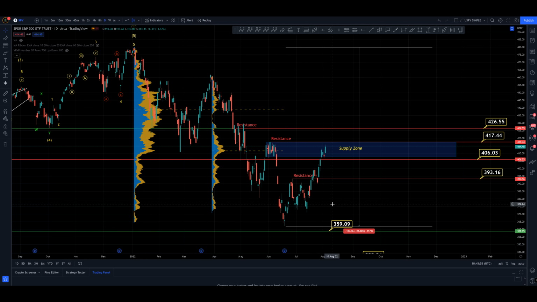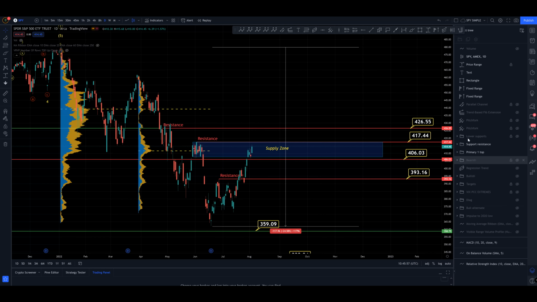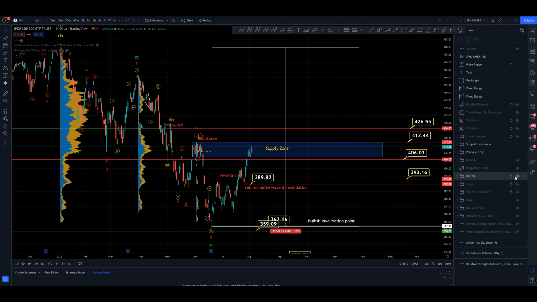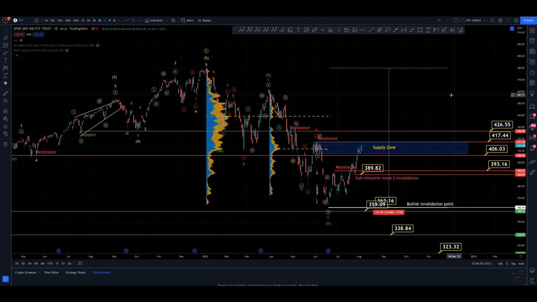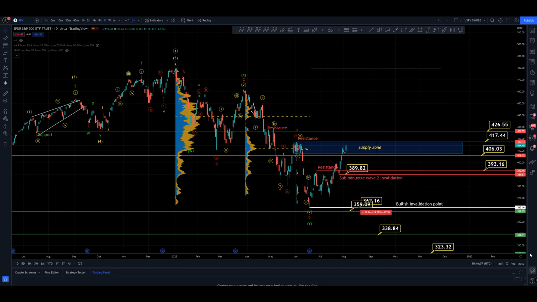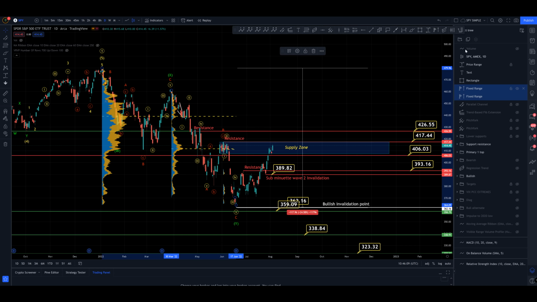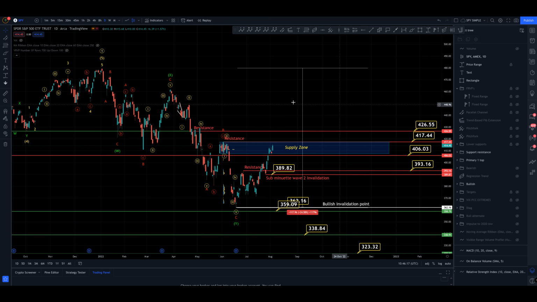Right then, so now that we've said that, let's have a look at the bullish count. The bullish count concludes quite nicely, quite easily. Let's just wrap up these fixed range volume files into their own folder, and hide them out of the way for the moment.